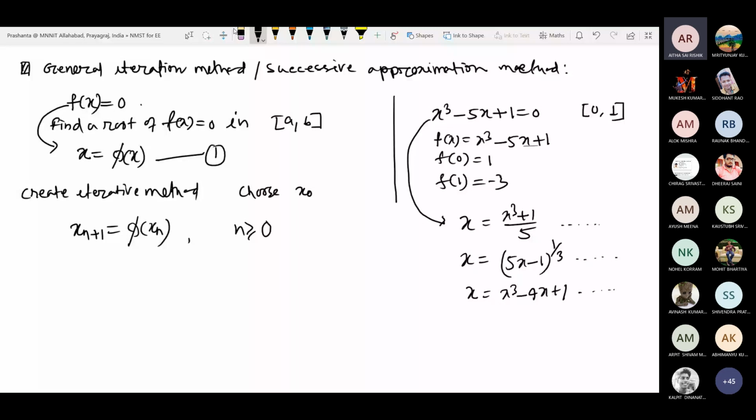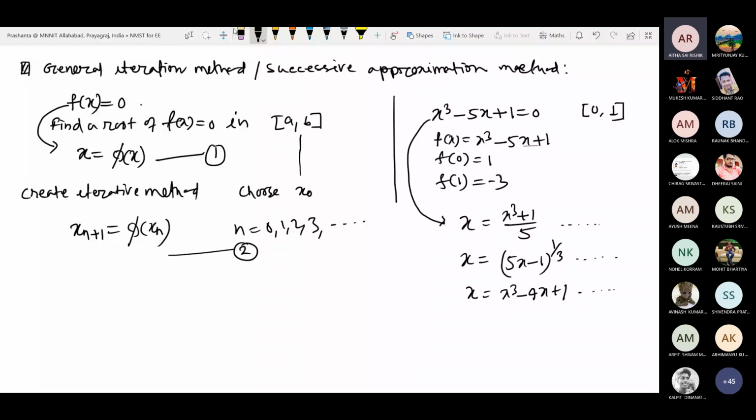Or n equals 1, 2, 3, and so on. N equals 0, 1, 2, 3, and so on. So the question is, let me name this formula equation number 2. If you choose any point x naught in the interval a comma b, you want to find the root of f of x equals 0 in the interval a comma b. So choose an initial guess x naught which lies in the interval a comma b.